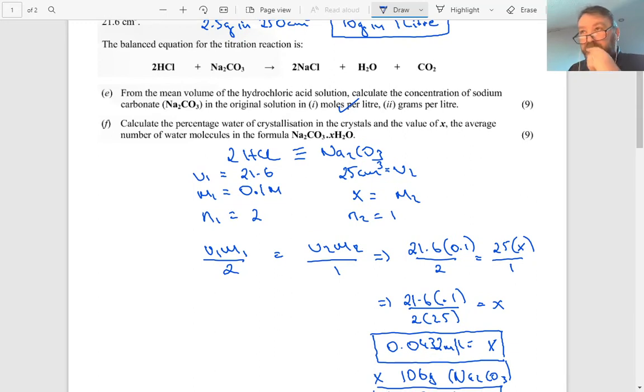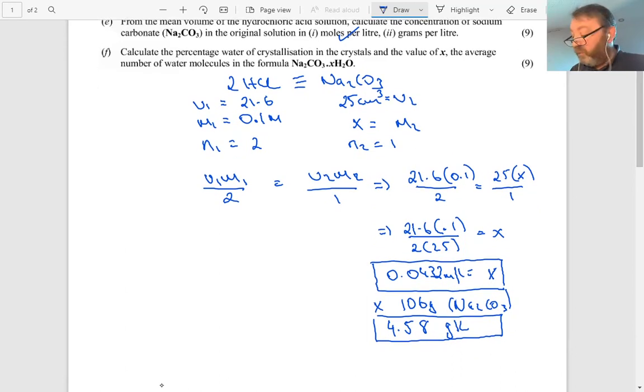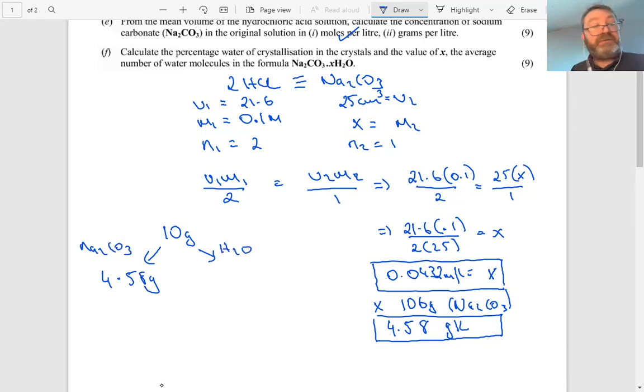Now, what does the titration say? The titration says that in those 10 grams, there was only 4.58 grams of sodium carbonate. So in the original 10 grams per litre, we noticed that there was only 4.58 grams of the sodium carbonate, which means that the rest of the mass must have been the water of crystallization. So 10 minus that gives me 5.42 grams of water. So now what I have is a ratio of mass between the sodium carbonate and the water in the original 10 grams.